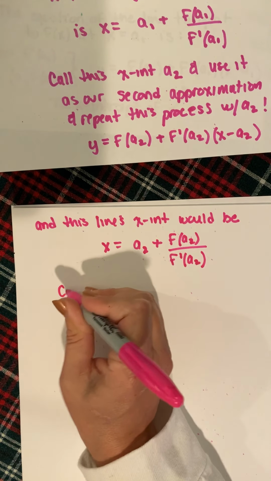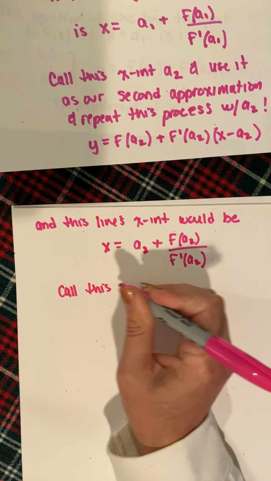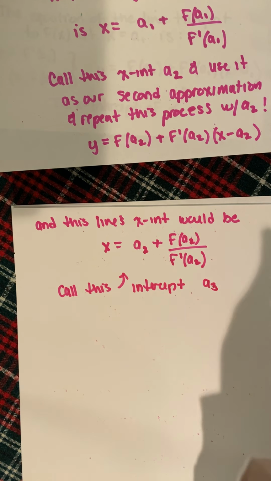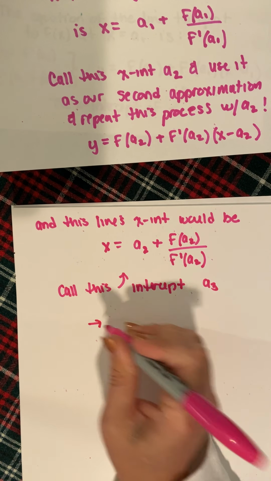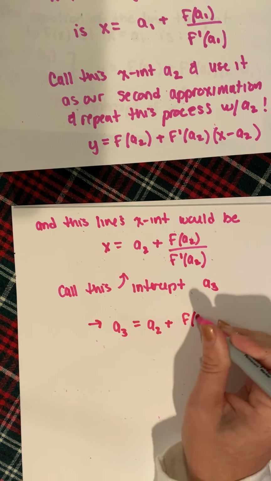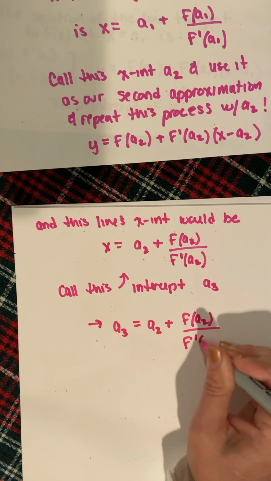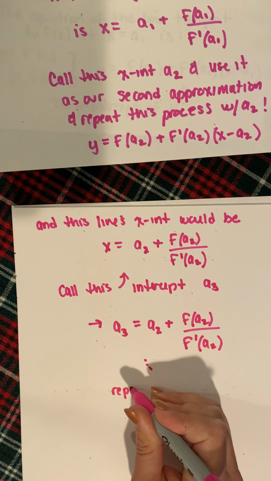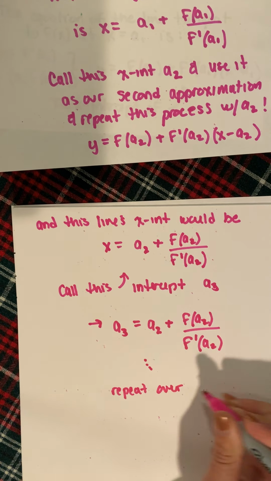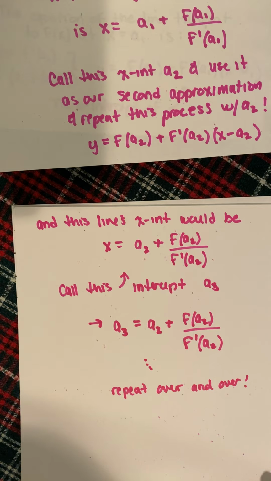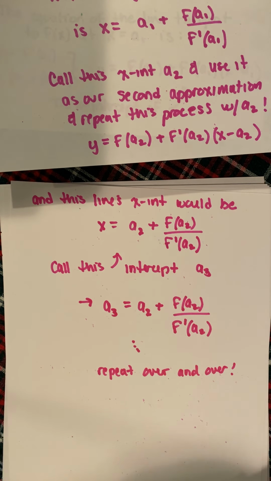We'll call this intercept a3, and that will be our third approximation. And then we would repeat the process with a3, repeat the process with a4, and then we repeat over and over. And what happens as we do this over and over, our approximations should approach the intercept.